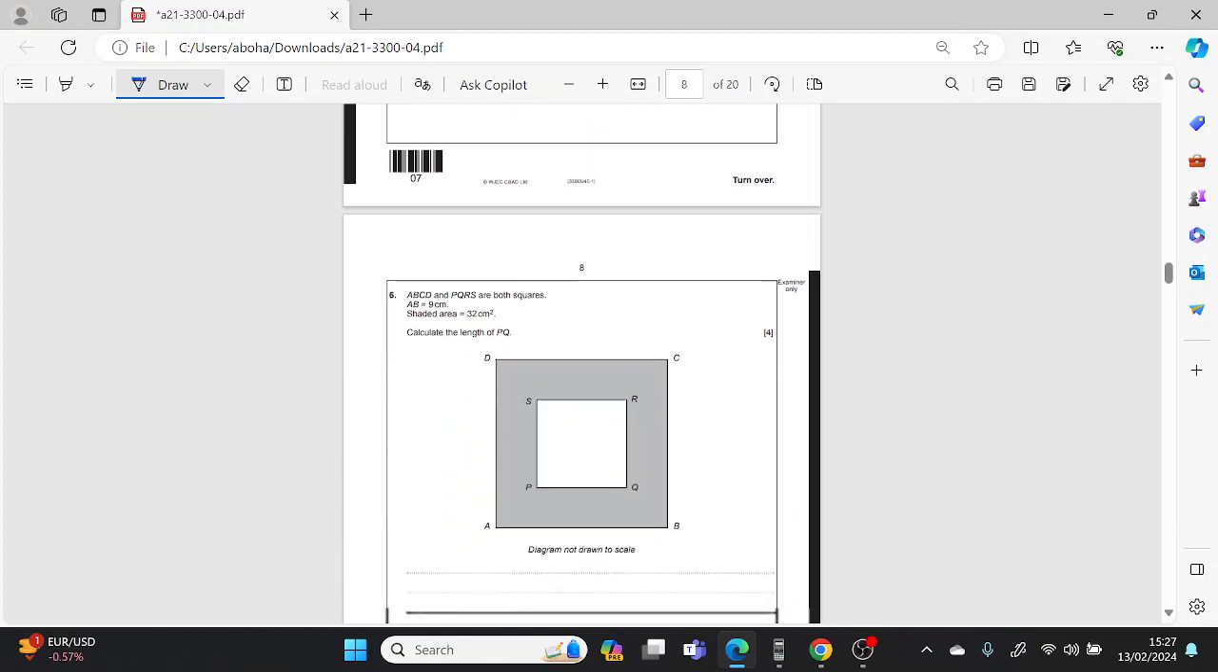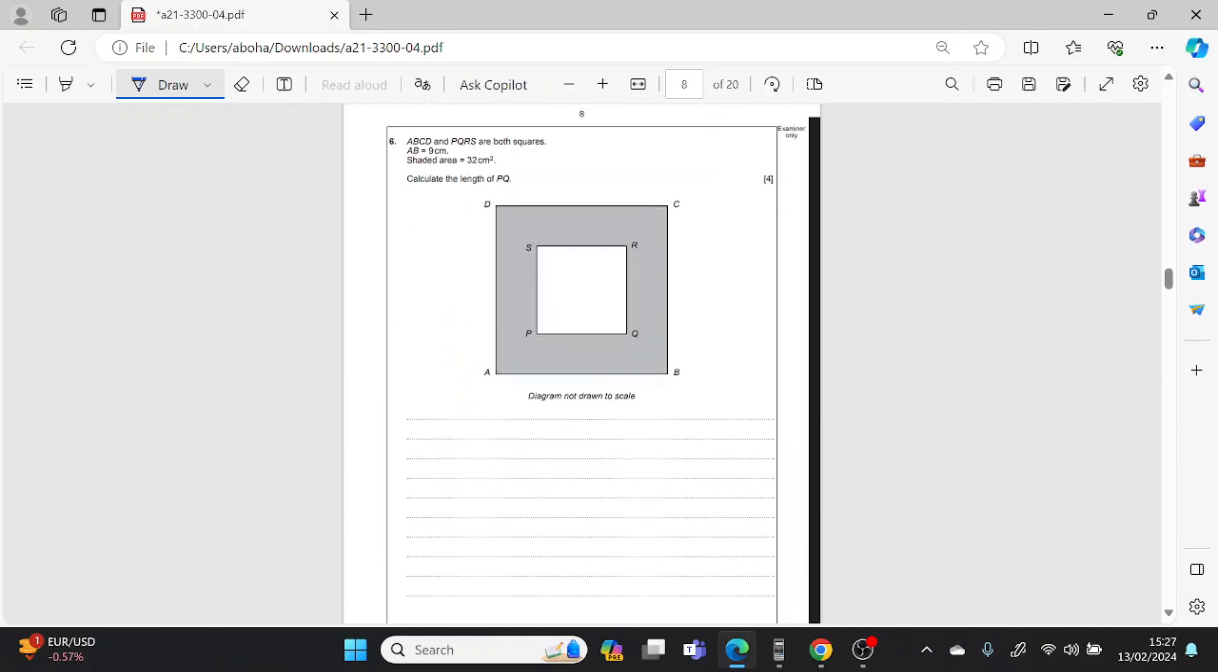So question 6, ABCD and PQRS are both squares. So AB is equal to 9 centimeters, so I know that's 9. So that must be 9, 9, 9. The shaded area is 32 centimeters squared.